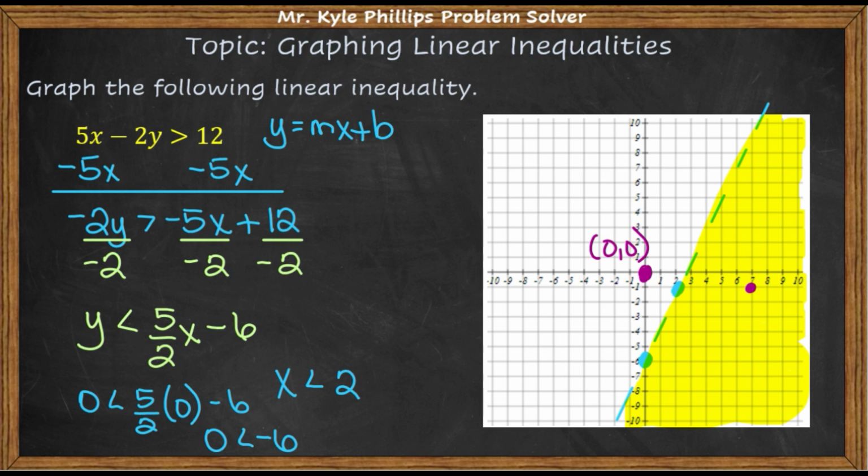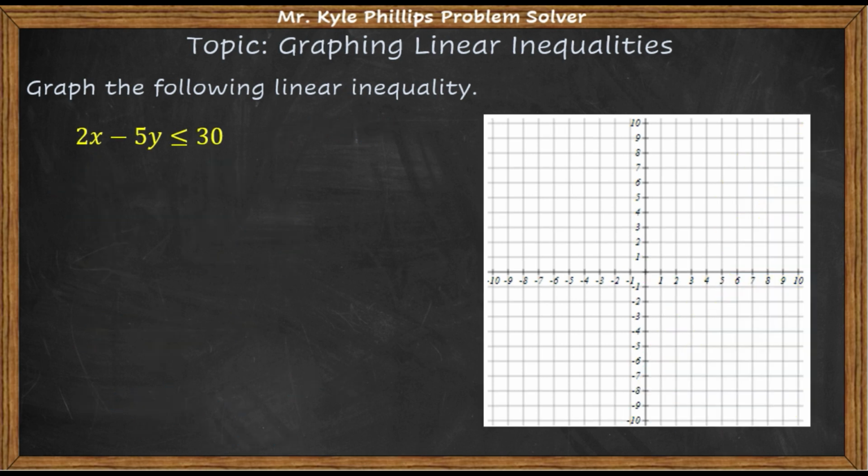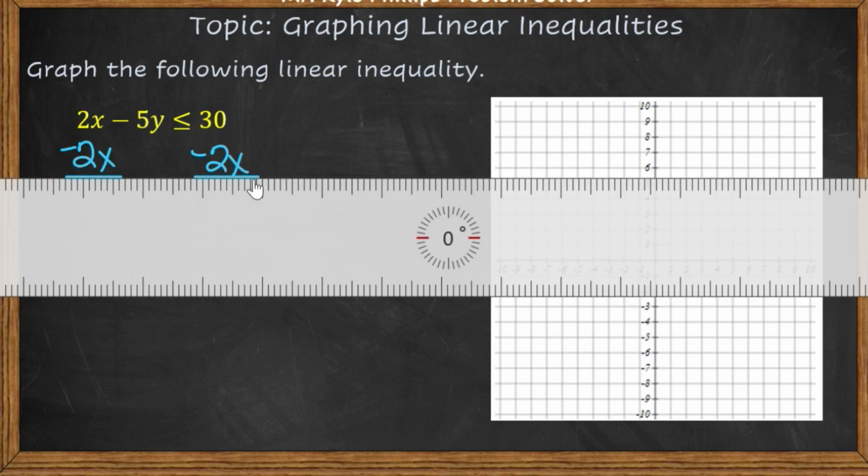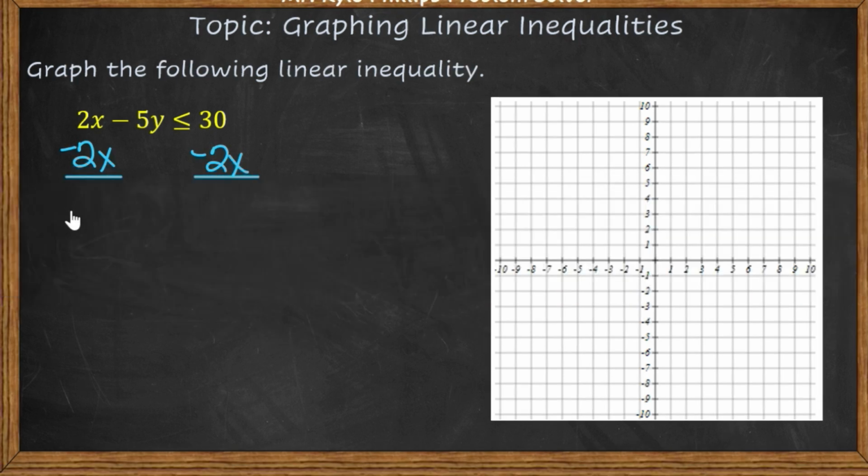All right, let's try another one. If you want, you can go ahead and pause the video and try this and see if you can match the shading on the correct side of the line. So the first thing we're going to do is subtract 2x. And we get negative 5y is less than or equal to negative 2x plus 30.